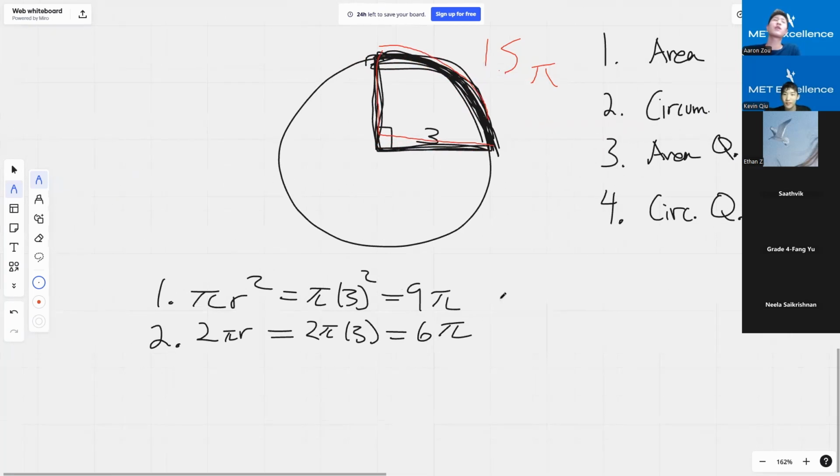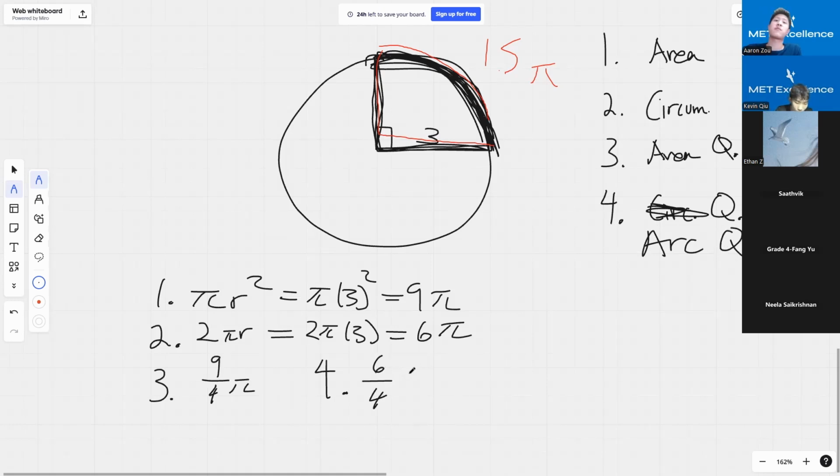Okay, but let's go ahead and calculate those things though. So the idea still stands, dividing by 4. For the area, we do divide by 4, so I'm just going to divide the first one by 4, so we get 9 over 4 pi. And for the last question, the circumference of the quarter, or the arc length, sorry. If I want the arc length, it's going to be 6 divided by 4 pi. So 3 over 2 pi.